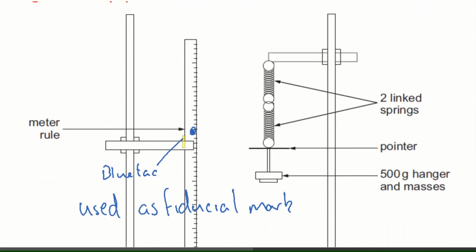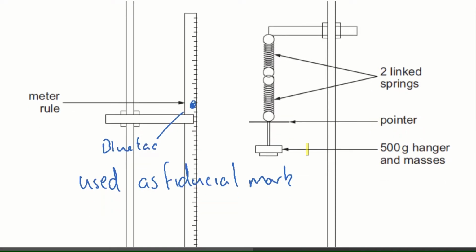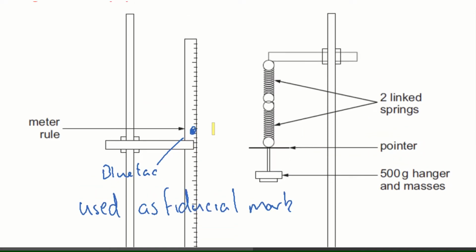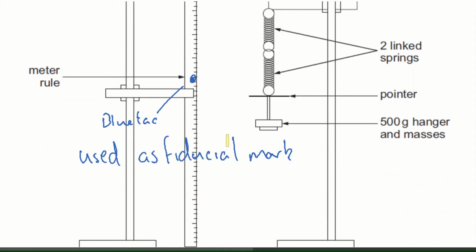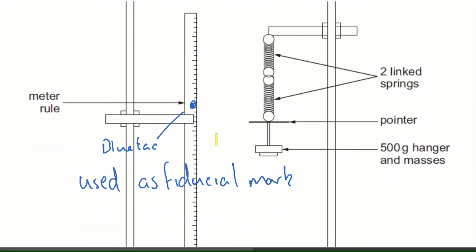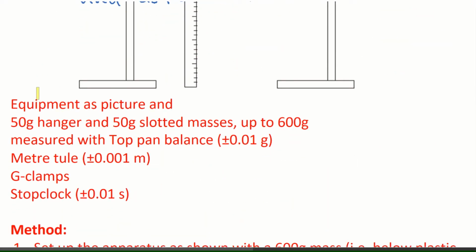So then comes the apparatus. Okay, so you can draw this or you can get a picture of it and adapt it as you need to. Okay, doing the diagram means that you can show a lot of the apparatus included without having to list everything. So we can see there's two springs here, blue tack that is used as the fiducial mark. So equipment that's needed is in the picture. Don't repeat anything that's not needed.